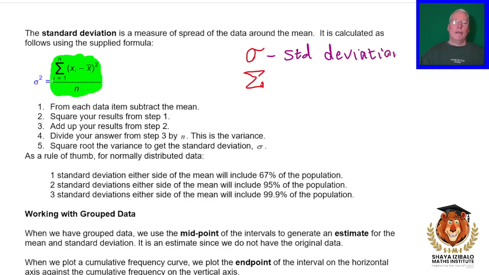And this one, we remember from our sequences and series, stands for sum, to add things up. Okay, and they both occur in this formula. So we need to know how to calculate a standard deviation without using a calculator. We also need to know how to do it on a calculator, and we'll have a look at that.